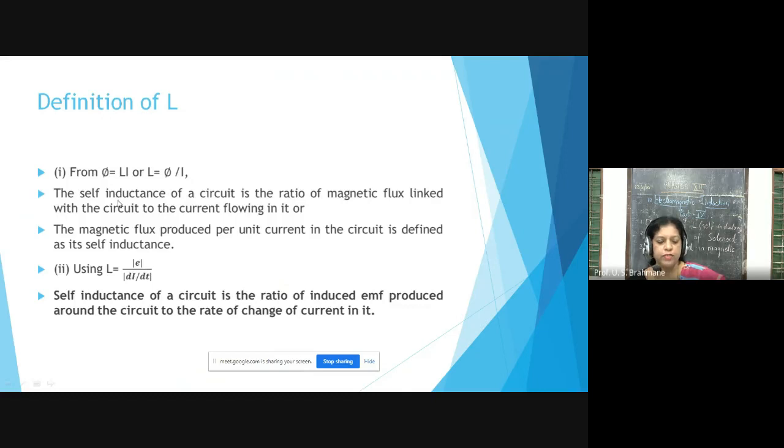Then the second, we have seen by using Faraday's law, L is equal to E upon di upon dt. So here again it is nothing but the ratio of the EMF to the rate of change of current, or we can say it is induced EMF per unit rate of change of current. This is the second definition.